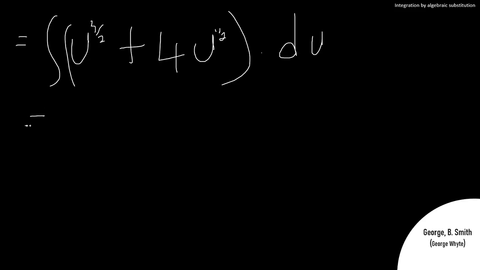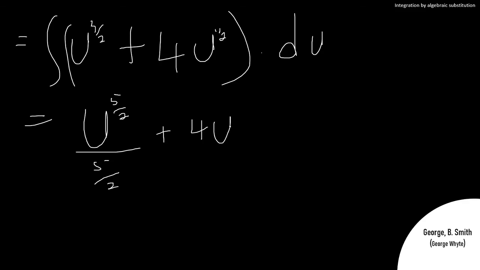So if you integrate u raised to the power of 3 over 2 with respect to u, you're going to get u raised to the power, remember you add 1 to the power, that becomes 5 over 2, divided by 5 over 2. Same thing here, if you integrate this, you add 1 to the power, that becomes 4 u raised to the power of 3 over 2, divided by 3 over 2, then all we have is plus c.